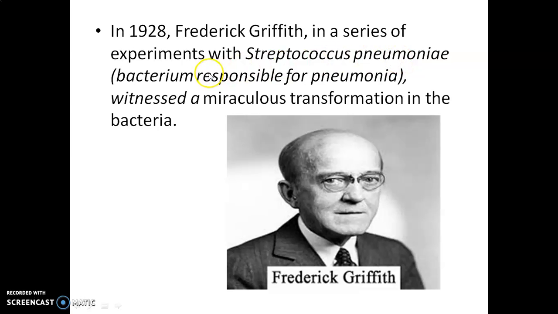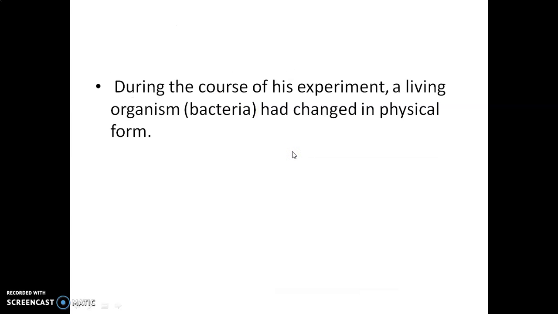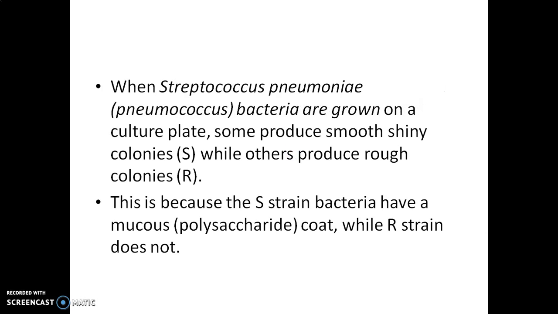Children, this bacterium, responsible for the disease pneumonia, witnessed a miraculous transformation. During the course of his experiment, a living organism, the bacteria, changed in physical form. So, he identified two strains of bacteria, S strain and R strain. What is the difference between these two strains?